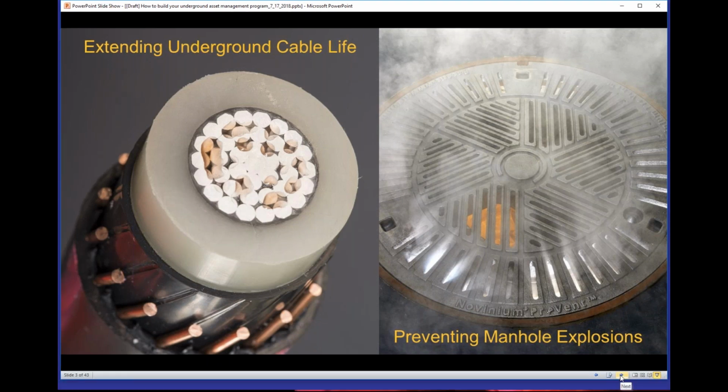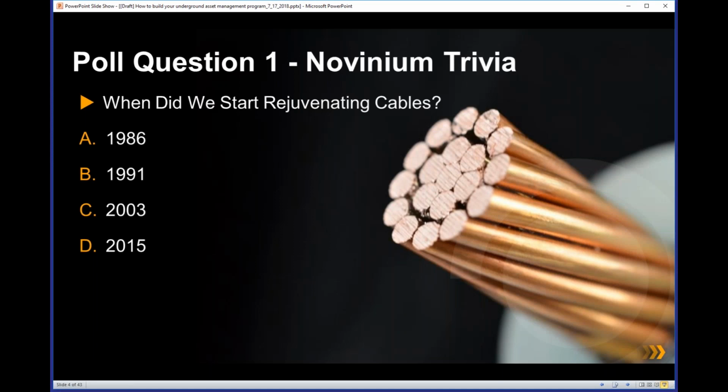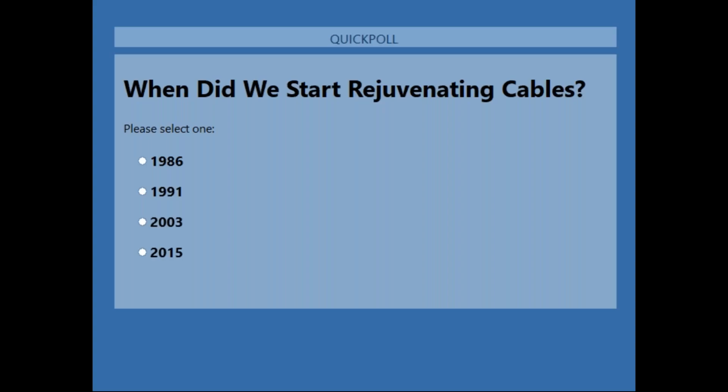Before we begin, let's start with a trivia question. This is going to require some audience participation. So question number one is a Novinium trivia question: when did we start rejuvenating power cables? There are four potential choices. A, 1986, B, 1991, C, 2003, or D, 2015. So go ahead and make your selections now. And Chrissy is logging those right now. Chrissy, just let us know when you want to publish the results of the survey.